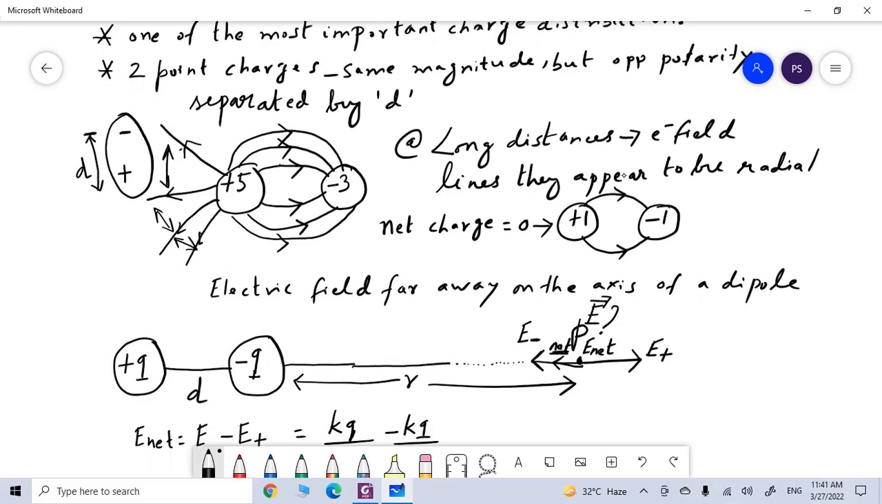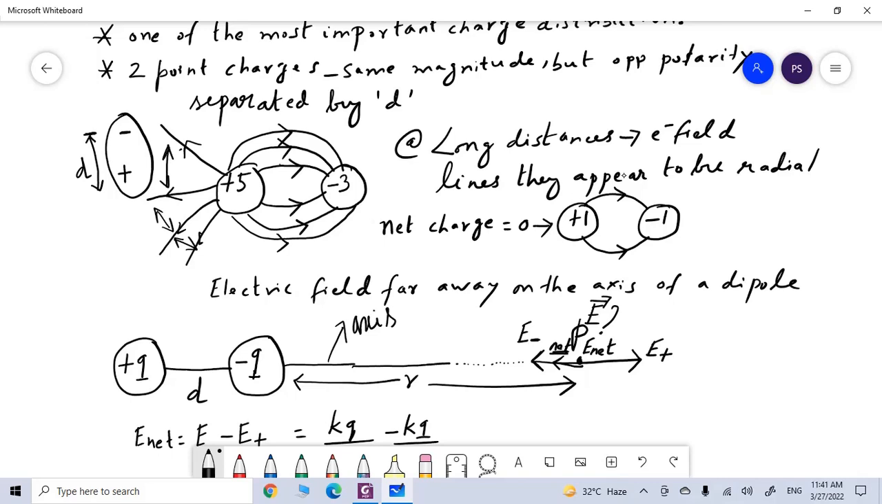Now let's take the first example. We are going to calculate the electric field far away on the axis of the dipole. This is the axis of a dipole. You have a dipole, plus q and minus q, separated by a distance d, and then there is a point P, and this point P is so far away from the dipole. That's the reason why I put a lot of dots over here.